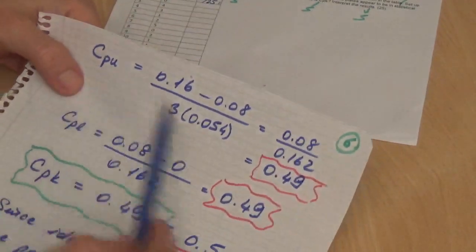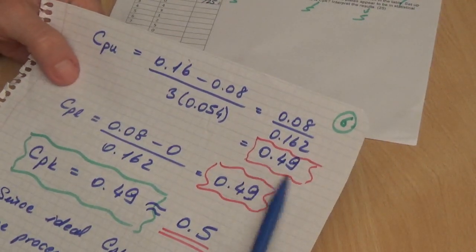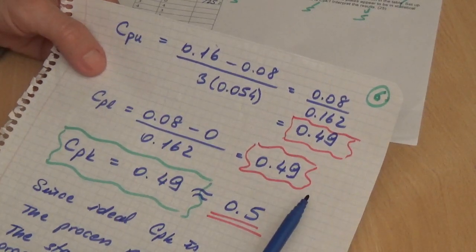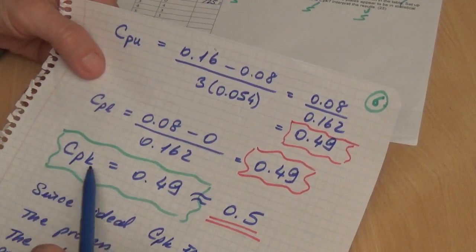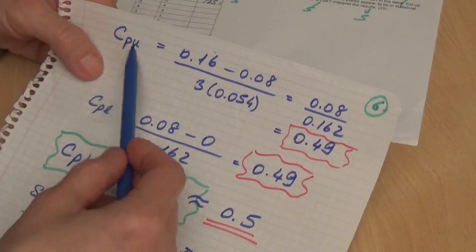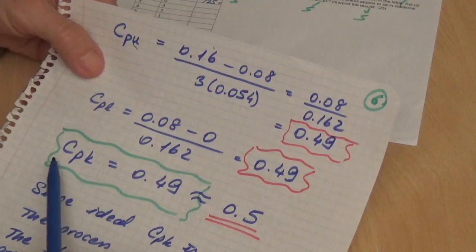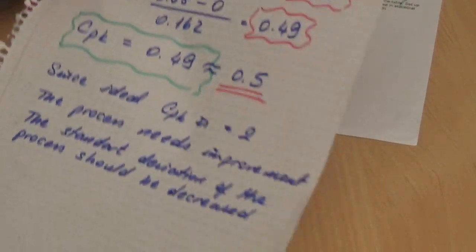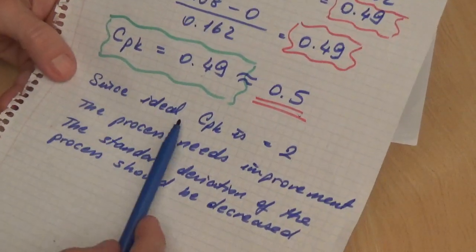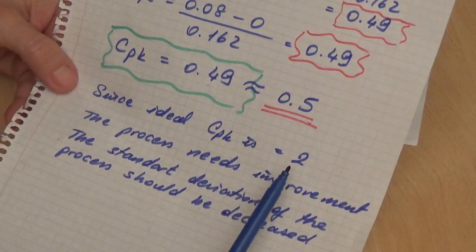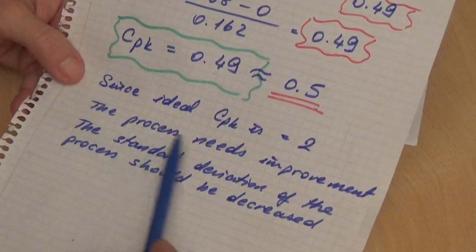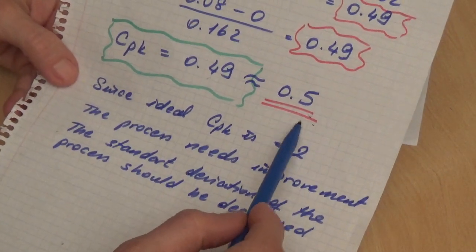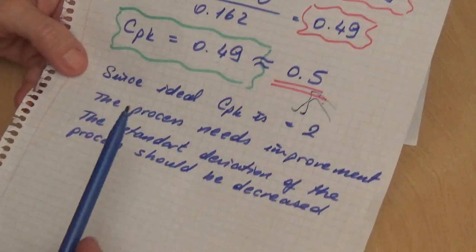So CPU is 0.49, CPL is equal to 0.49, and for CPK, we take the minimum of them. Both of them are same, so CPK is equal to 0.49, which is about 0.5. Since ideal CPK is equal to 2, the process needs improvement. So we are really very under 2, 0.5 values.